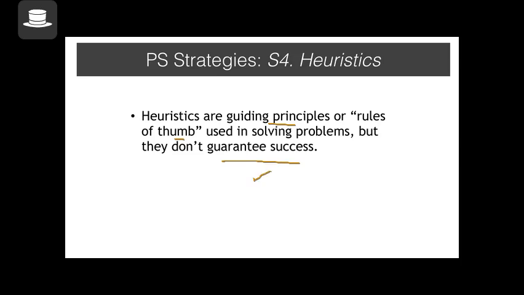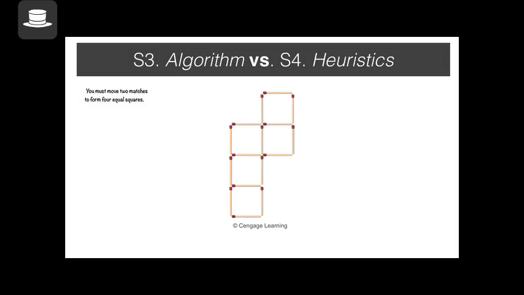Now, let's look at this example to see which strategy is better in this context, heuristic or algorithm. You must move two matches in here to form four equal squares. You can move any two matches to form four equal squares. You can pause here and keep trying. Okay, I hope you tried. I'm pretty sure you found the answer.